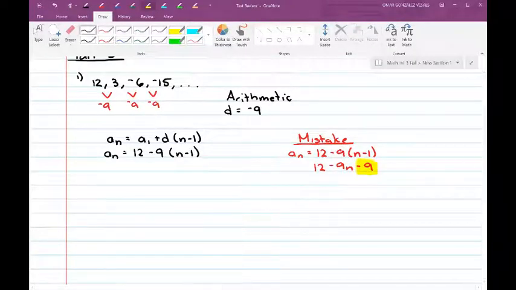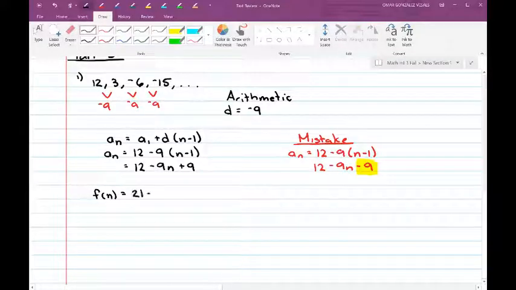The correct way to do this is that when you distribute, you're going to get 12 minus 9n plus 9. So when you add these, you end up with f of x or y, whatever you wanted to write. I'm actually going to write it as f of n since that's the variable. F of n is equal to 21 minus 9n.